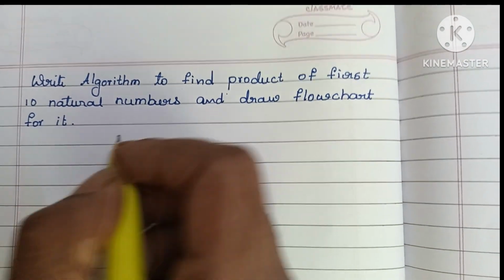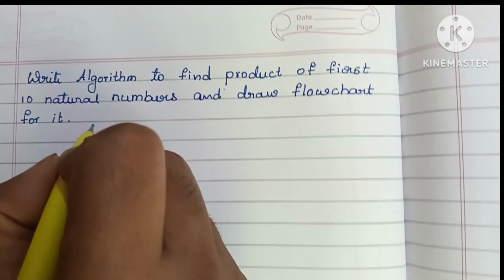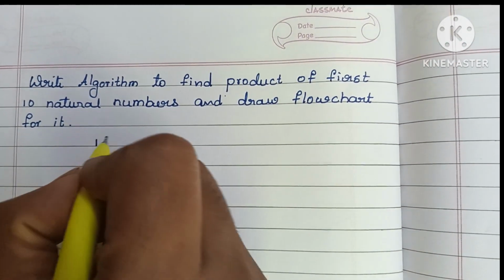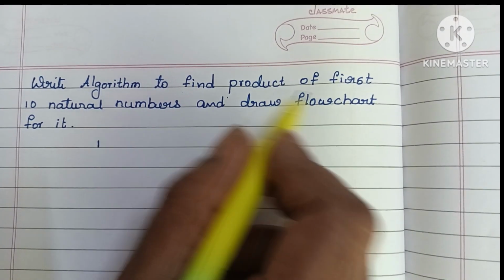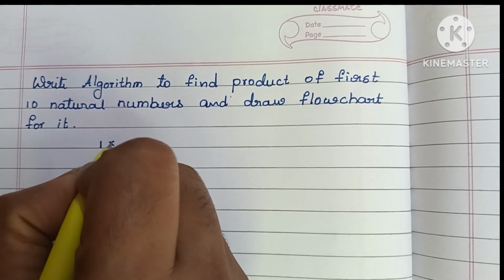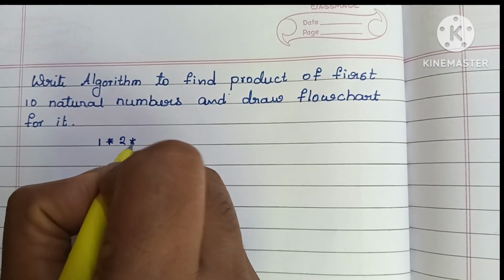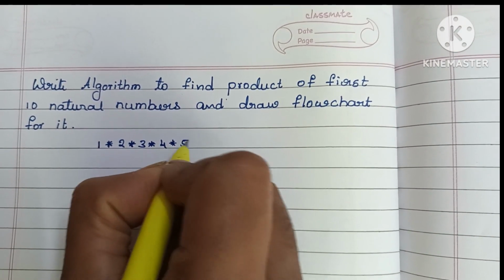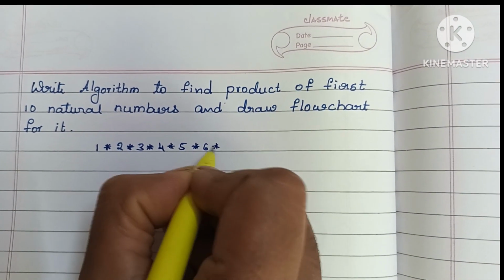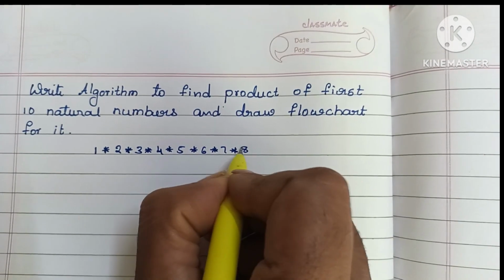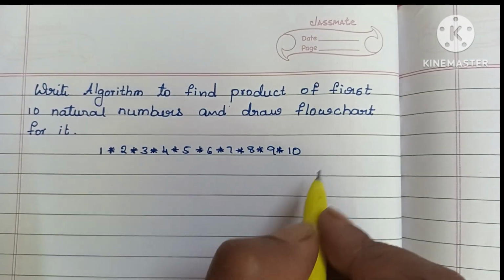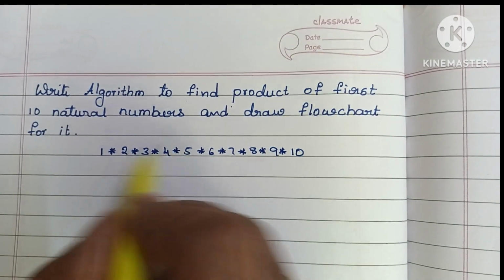What are natural numbers? Natural numbers are positive integers. They start from 1, 2, 3 up to infinity. Here we have to find the product of the first 10 natural numbers. So 1 into 2 into 3 into 4 into 5 into 6 into 7 into 8 into 9 into 10. We have to find the product of the first 10 natural numbers, from 1 to 10.